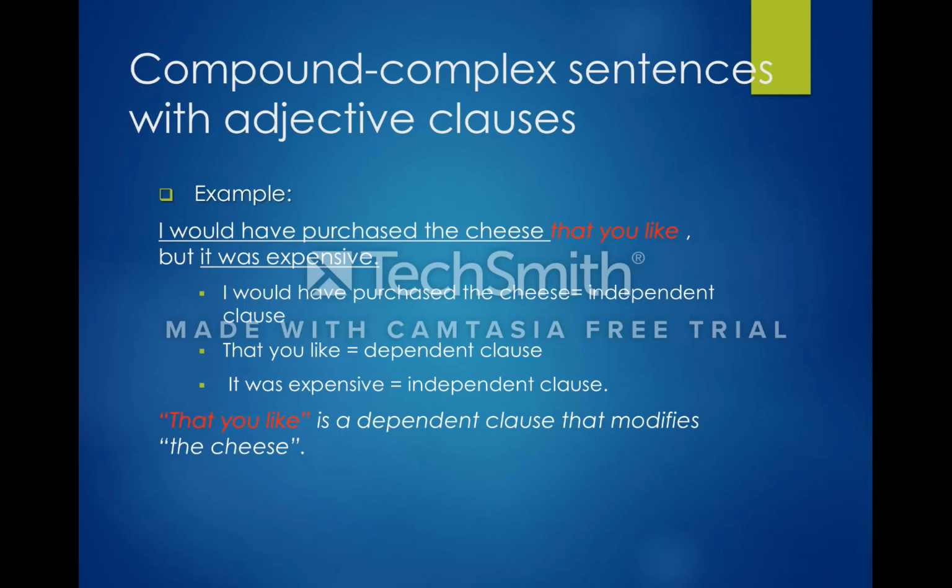And it was expensive is one independent clause. The dependent clause that you like is dependent and it modifies the noun, the cheese. And therefore, it acts as an adjective. So it is an adjective clause.